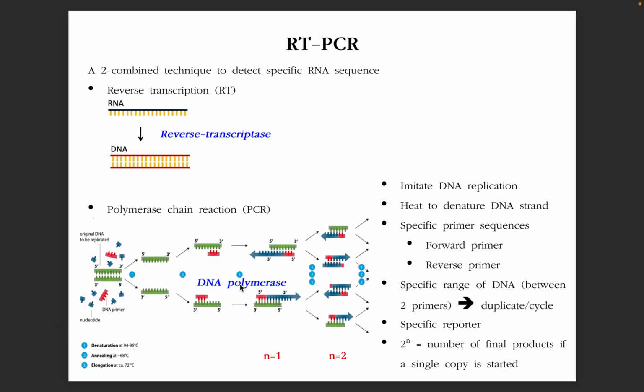imitating the replication process. Heating and cooling is used for denaturing the double strand of the DNA template. Specific primers, which are forward and reverse primers, are required to allow only certain fragments of DNA to replicate in each heating and cooling cycle. It also requires specific reporting molecules to detect the increasing number of the DNA fragments.